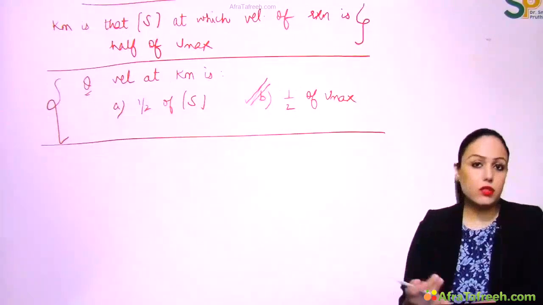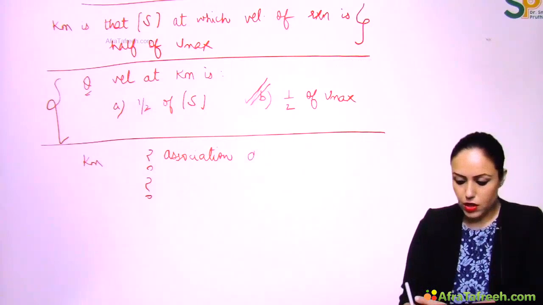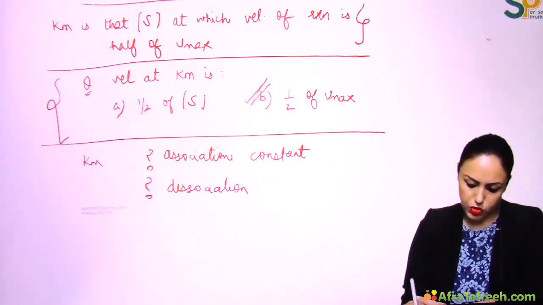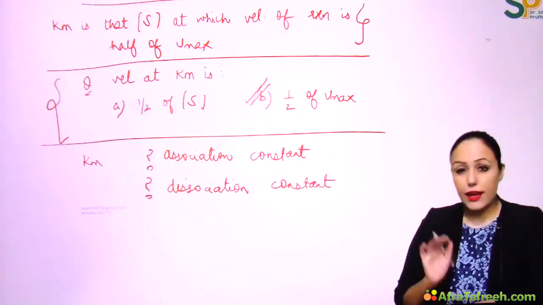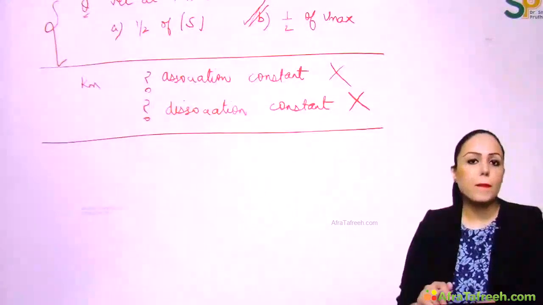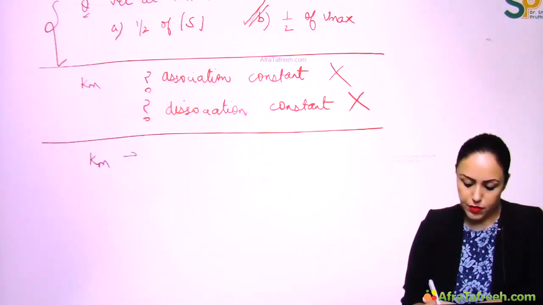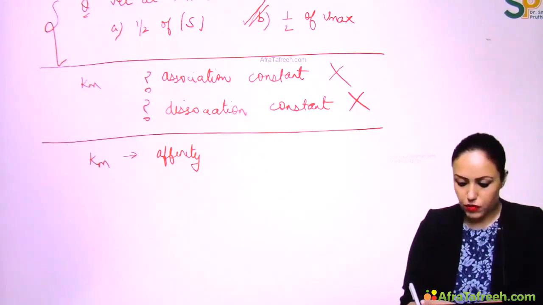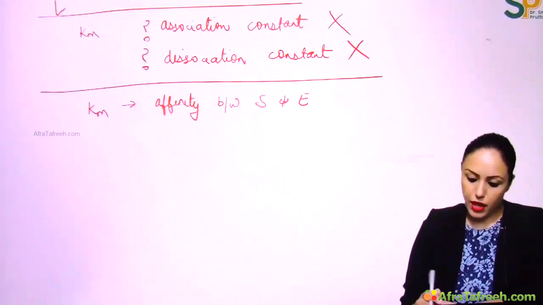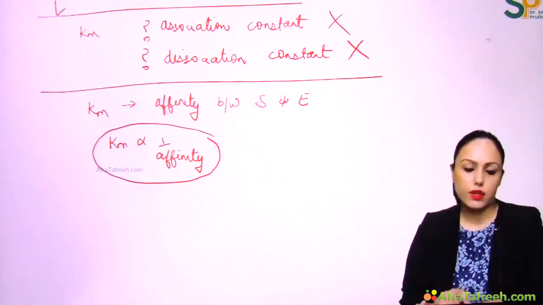Okay, moving on to further things about Km. Sometimes they ask in the options of the question whether Km is an association constant, or whether Km is a dissociation constant. Any such line written is wrong. Km is neither an association nor a dissociation constant. It is just the Michaelis-Menten constant, right? Okay, next, Km tells the affinity. Km has a relationship with the affinity between substrate and enzyme, and they're inversely proportional. Km is inversely proportional to the affinity between substrate and enzyme.